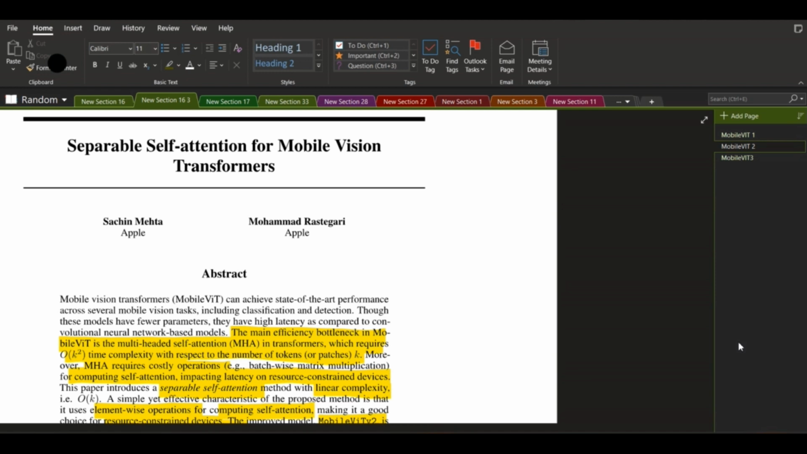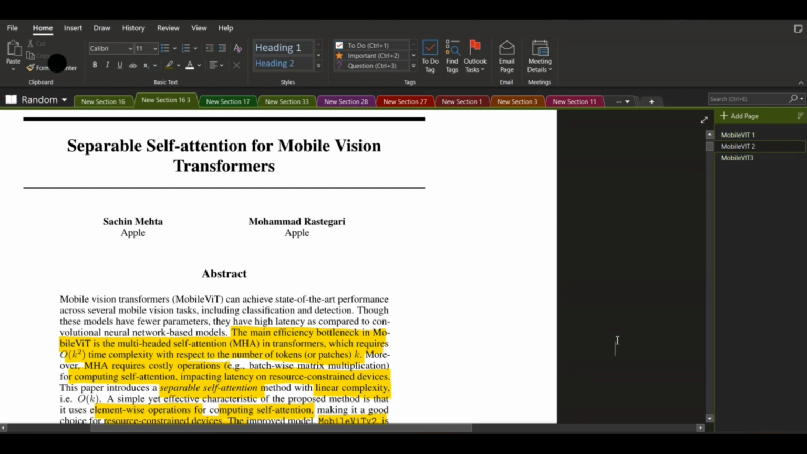So this did actually have an impact on MobileViT. It slowed it down. It was quite slow, right? Moreover, the author tried to reduce some of the expensive operations used within the multi-head self-attention. This includes things such as batch-wise matrix multiplication for computing the self-attention. So what they do is introduce what we call a separable self-attention method with linear complexity. We're going to discuss that component in more detail.